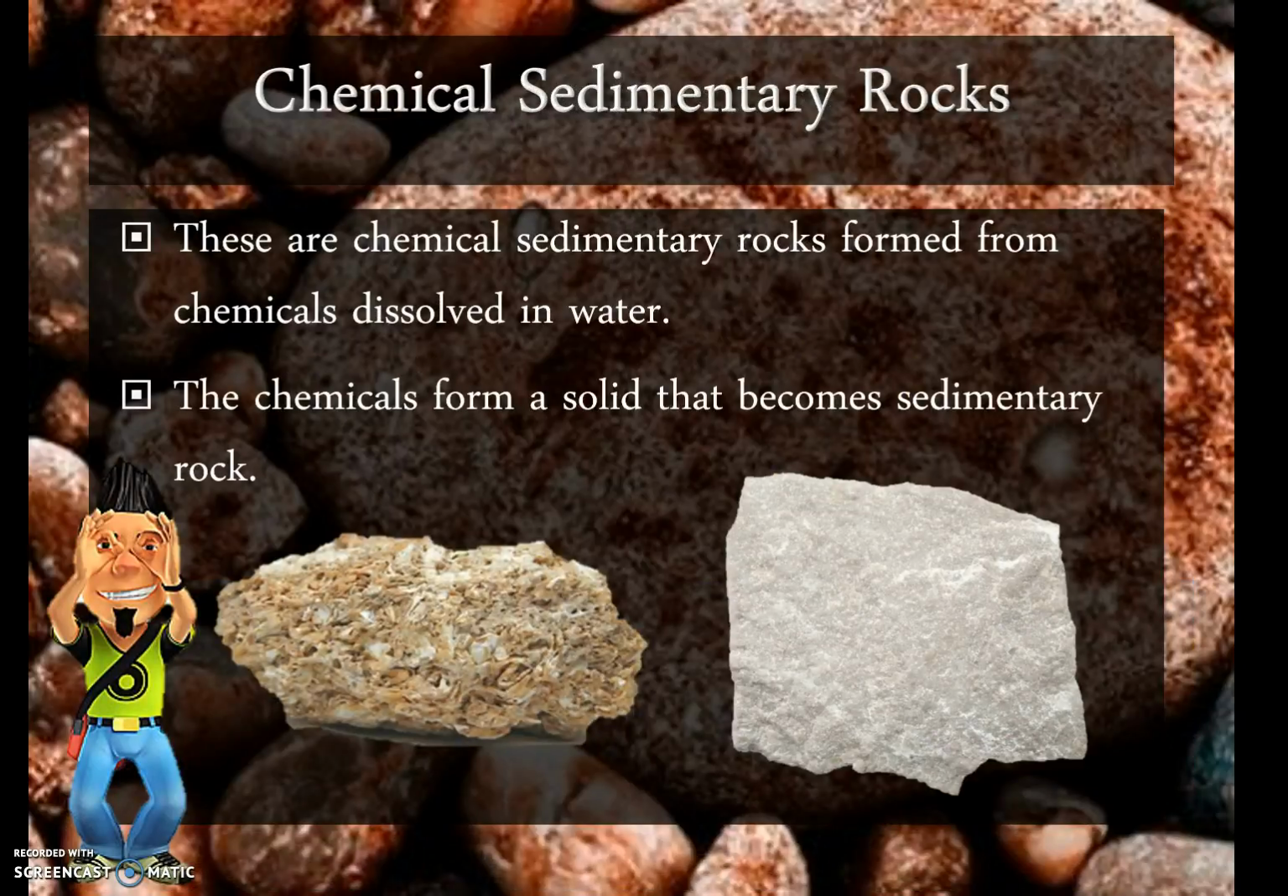So our second type of sedimentary rock is chemical sedimentary rock. Chemical sedimentary rock is formed from chemicals dissolved in water. Those chemicals then become a solid, which becomes a sedimentary rock.